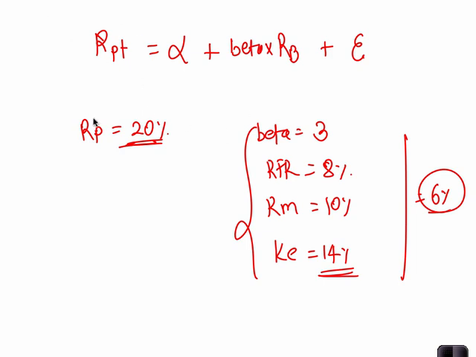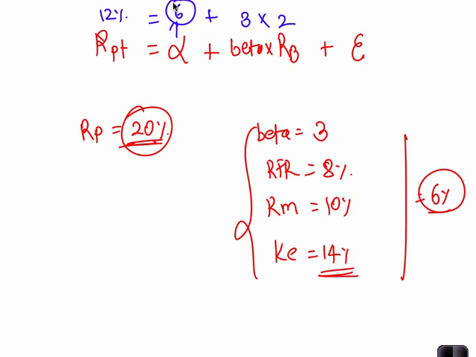6%. Now if you put the same numbers into this equation, excess return on the portfolio: 20% is the return on portfolio, but excess means how much over and above RFR. RFR in this case was 8, so excess return on the portfolio would be 12%, which is equal to, let's keep alpha on hold, beta is how much? 3. And how much is the excess return on the benchmark? Return on market is 10, RFR is 8, that means excess return on the benchmark is 2. So this value becomes 6. So to satisfy this equation, the value of alpha should be how much? 6.